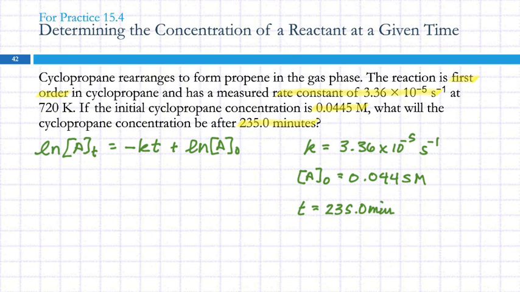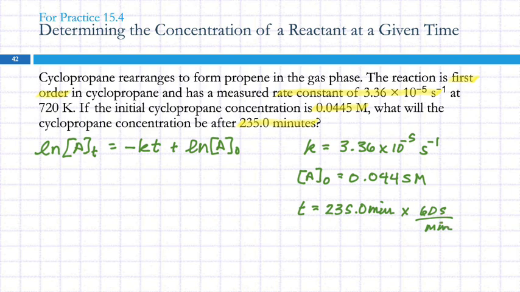Can we take these numbers and put them into the equation? Not yet, because the rate constant is in seconds. So whatever time they give you, you have to convert it to seconds. So we'll multiply by 60 seconds per minute.